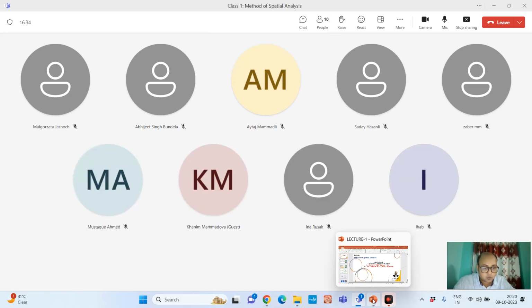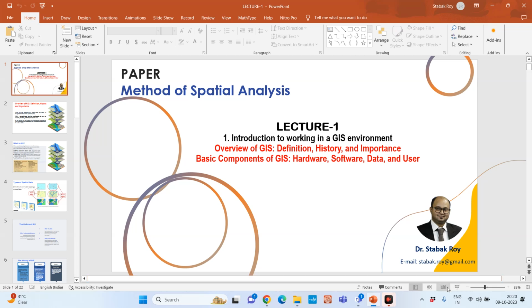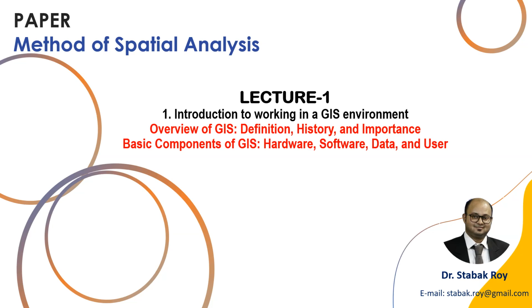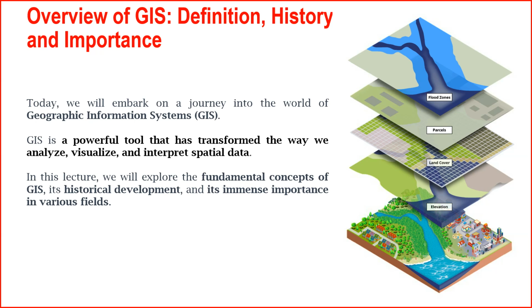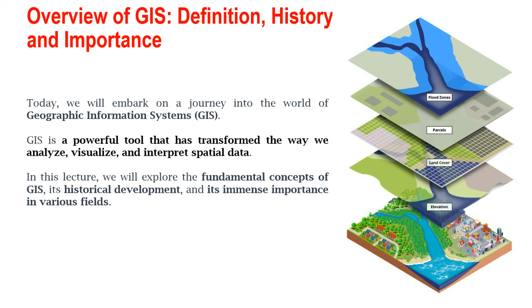So this is the first lecture. We will cover the introductory part of the GIS environment. For the GIS environment we need to know the basic definition of GIS. GIS, meaning geographical information system, is a powerful tool that transforms the way we analyze, visualize, and interpret spatial data. But now the question is, what is spatial data and how will we analyze it?